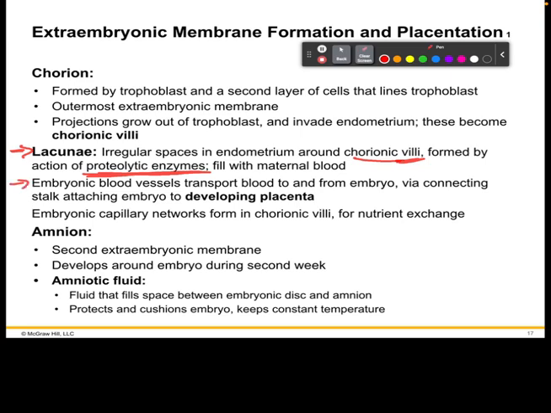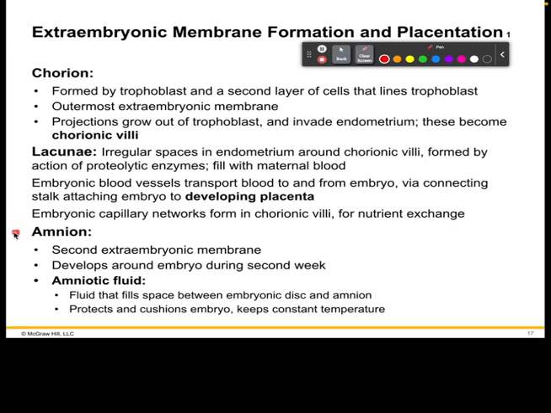The embryonic blood vessels are going to be able to transport blood to and from the embryo by connecting the embryo to the placenta. And then lastly, we're going to see an embryonic capillary network from these chorionic villi. So these villi are going to connect from the mother to the child so that the child can get the blood supply, specifically the nutrients, from the mother's blood. So this is very important to make sure that the child gets the efficient nutrients.